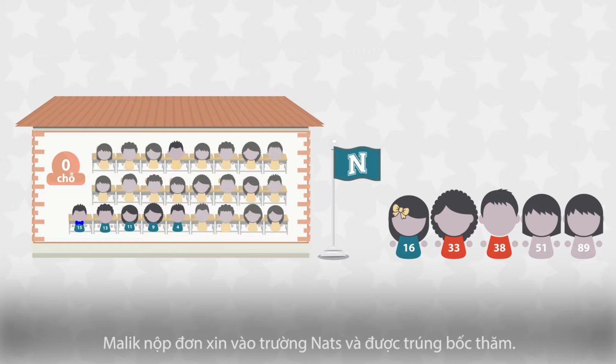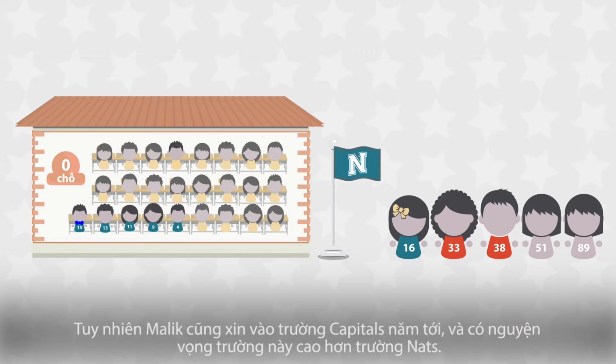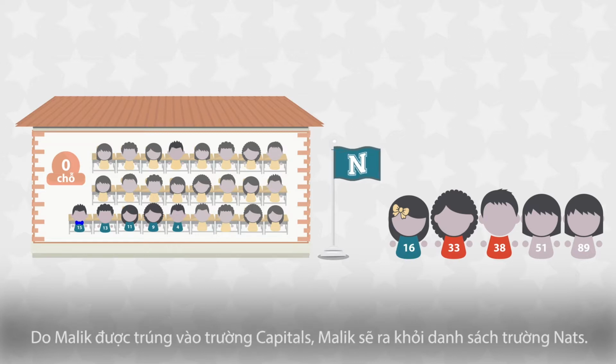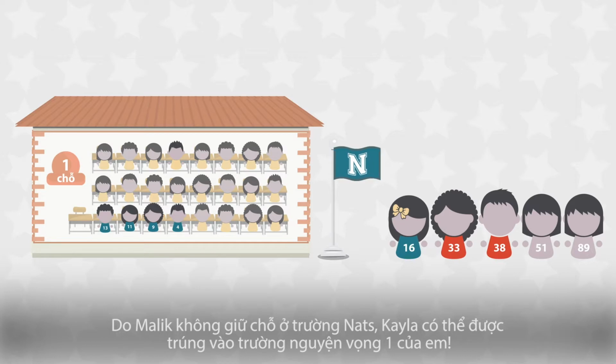Malik applied to Nat's school and was matched. However, Malik also applied to Capital School next year and ranked it higher than Nat's school. Because Malik received a match at Capital School, he comes out of the line for Nat's school. Since Malik is not holding a space at Nat's school, Kayla can be assigned to her first choice school.